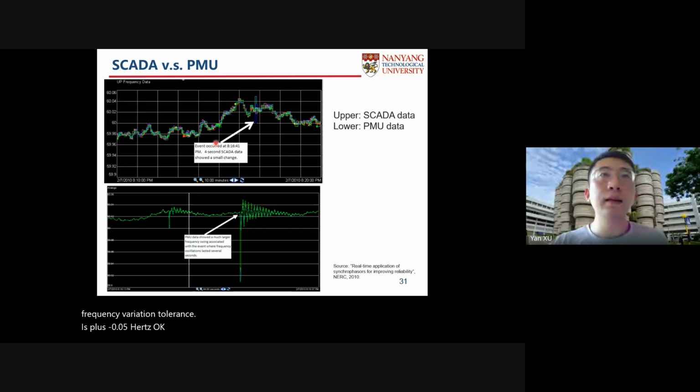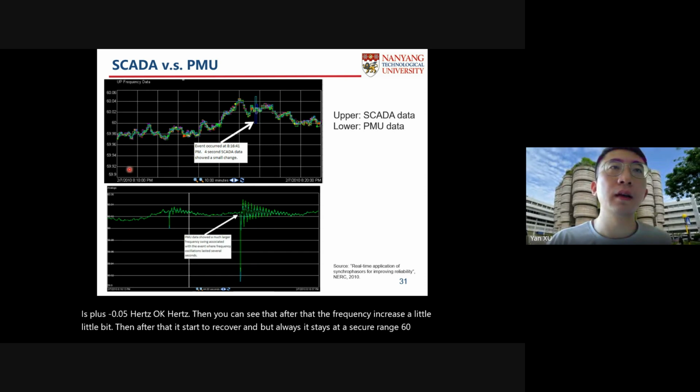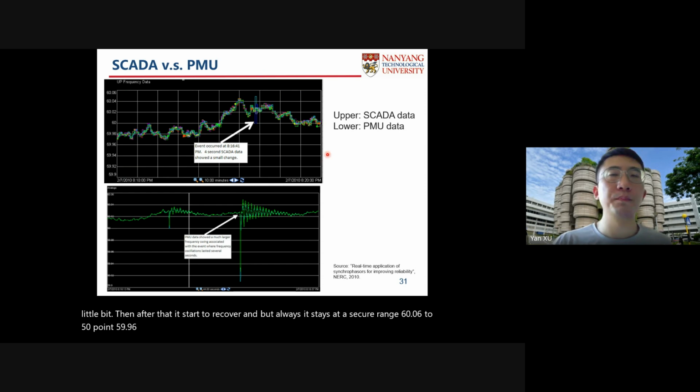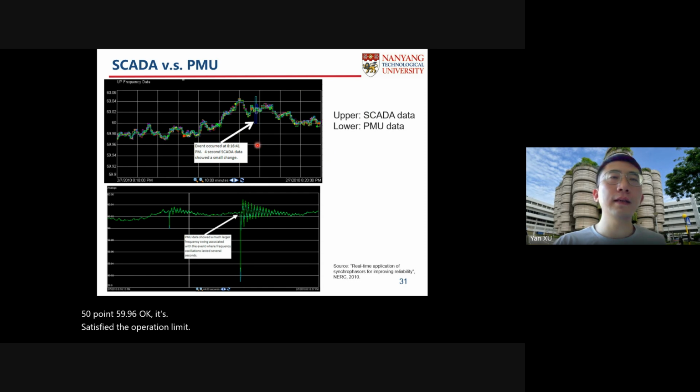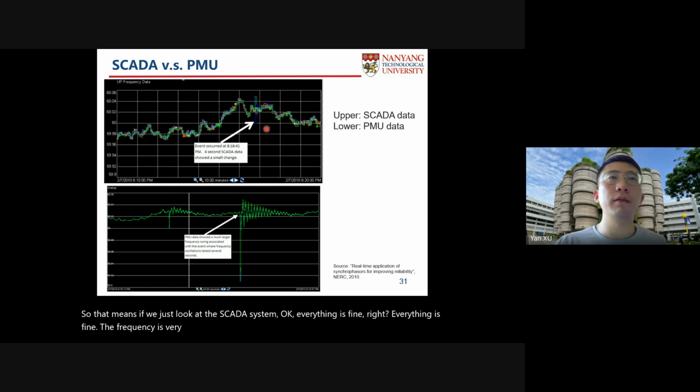Then you can see that after that, the frequency increased a little bit. Then it starts to recover, but always it stays in a secure range, 60.06 to 59.96. It satisfies the operation limit. So that means if we just look at the SCADA system, everything is fine. The frequency is very good. They are always within the operational limit. So this is the observation from the SCADA data.